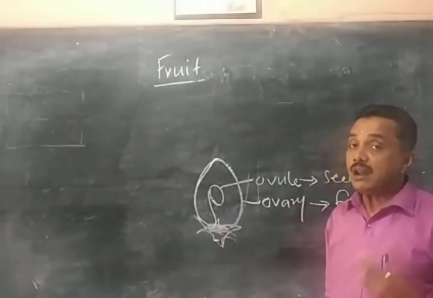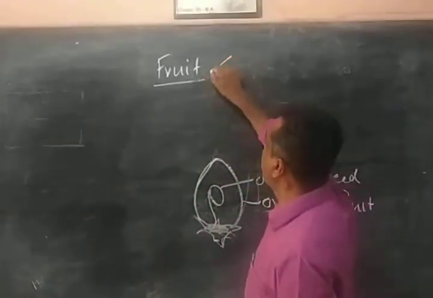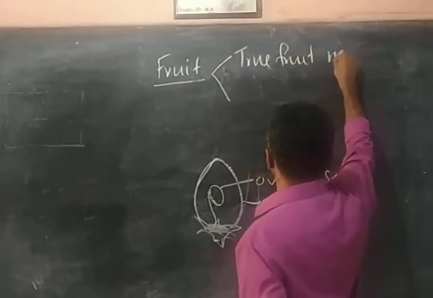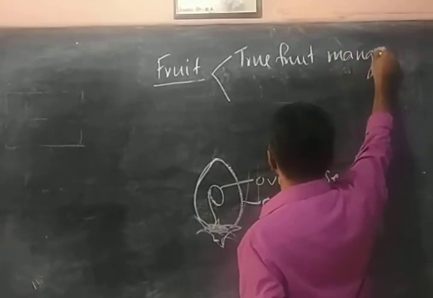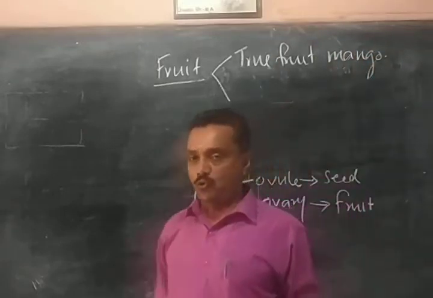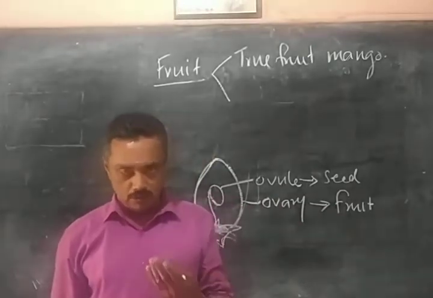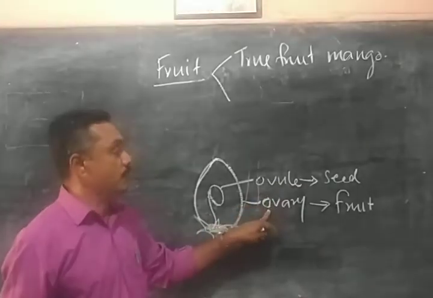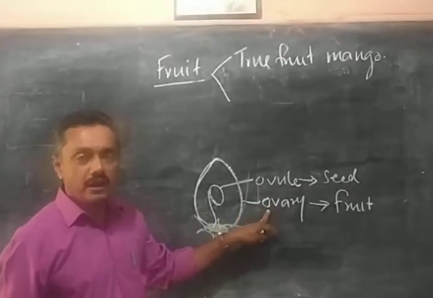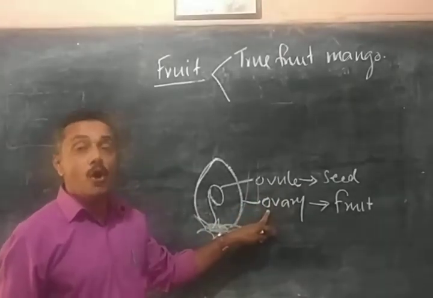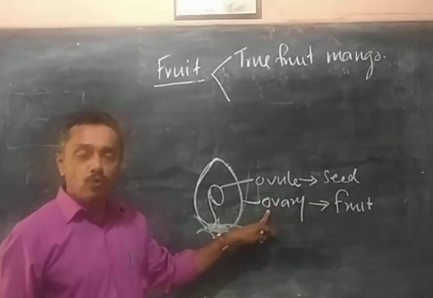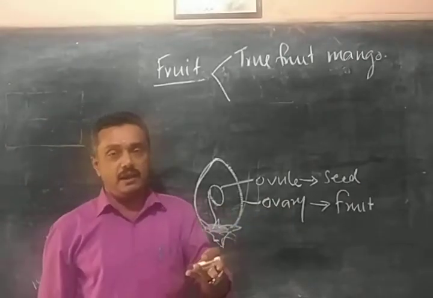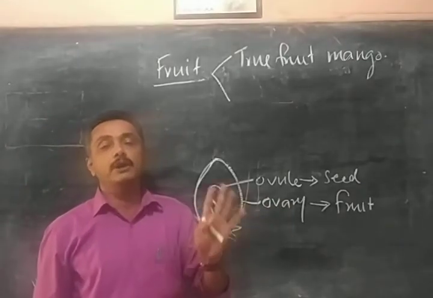Such fruits are called true fruits, as in mango. Most plant fruits are true fruits. True fruit means the fruit developing from the ovary. In 99% of the cases, the fruit develops from the ovary. Very rarely, some other parts develop into fruit.